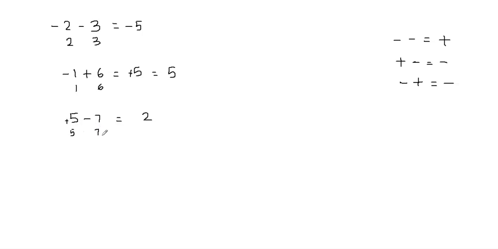Don't look at the sign. I see that 7 is greater. So I'm going to put the sign which is in front of 7. So 7 has a negative sign in front of it. So we're going to put the negative sign in front of your answer. So the answer is going to be -2, right?